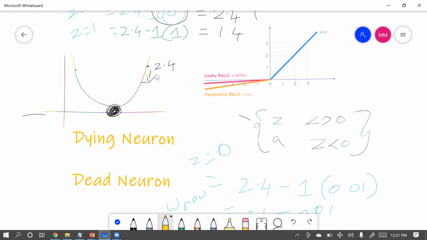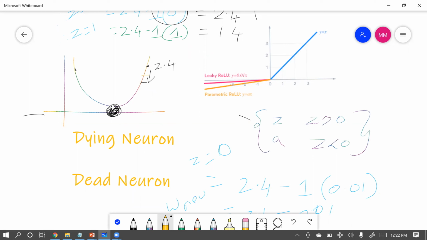But in leaky ReLU another problem is there: it is computationally high, because it will be converging very, very slowly. Here you can see, 2.4 was the initial weight value, and we calculated a new weight in leaky ReLU as 2.39. So it will take time to reach the global minima.